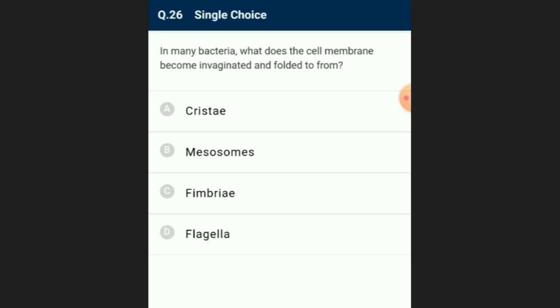So the answer for this question is option B, mesosomes. In many bacteria, the cell membrane possesses several infolded structures which are called mesosomes. Mesosomes are sites of respiration.